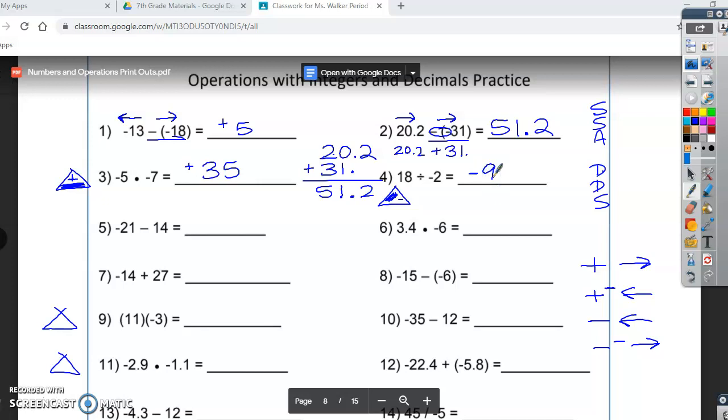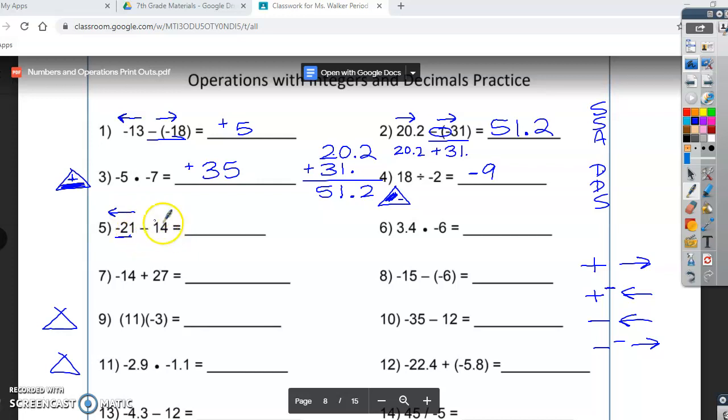The answer is 9, okay? Number 5. This is an arrow problem. I can tell this is add and subtract, okay? So I have a leading negative. Which way does a leading negative start on the number line? Starts to the left, okay?